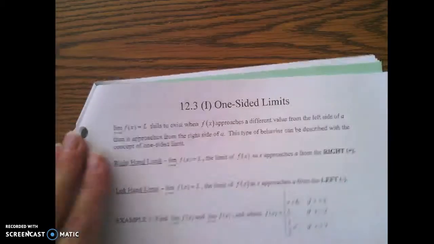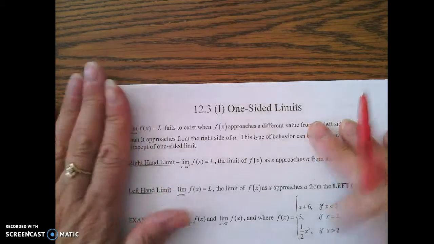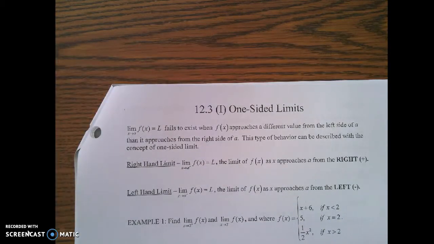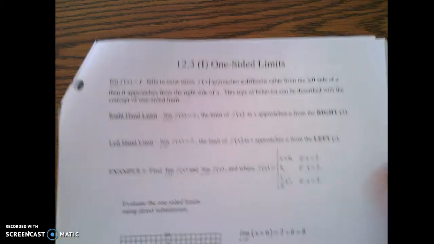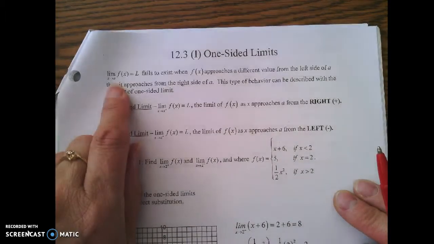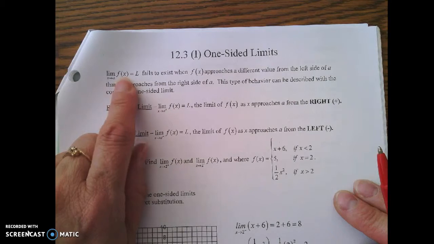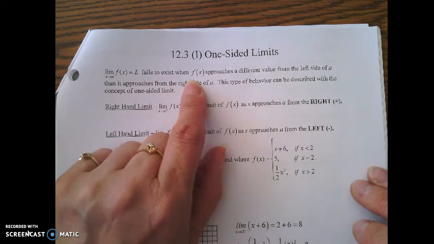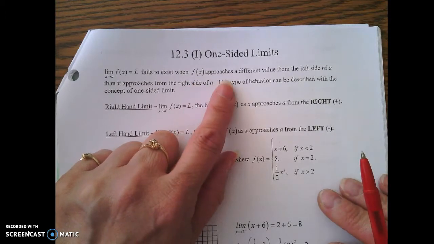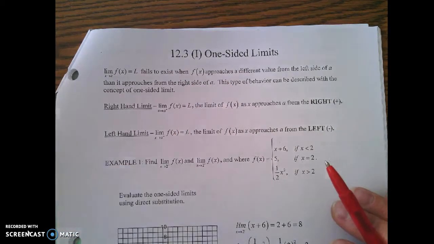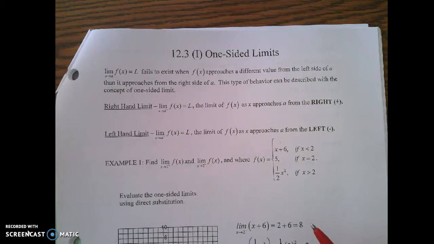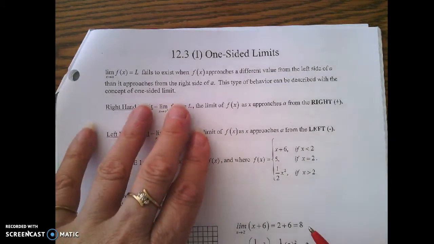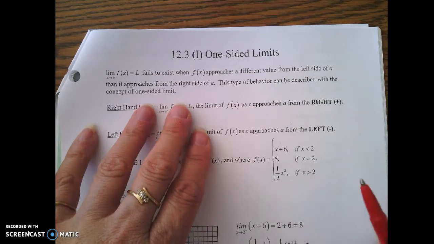A lot of what I'm going to do today is a repeat of what we've been doing in the past two sections, 12.1 and 12.2. So we are talking about limits, and the limit as x approaches a of f of x equals L. The limit fails to exist when your function approaches a different value from the left side of a than it approaches from the right side of a. So we've been discussing that when we looked at the tables.